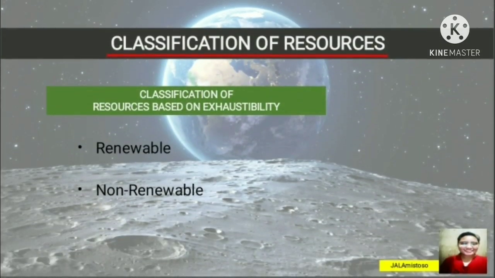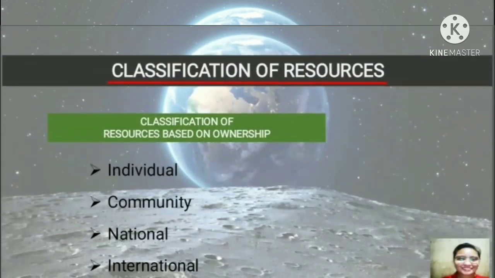Classification of resources based on exhaustibility. This classification is based on whether the resources are available in an unlimited supply. For example, those non-renewable and renewable resources.